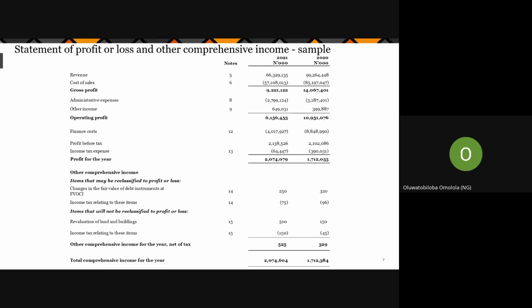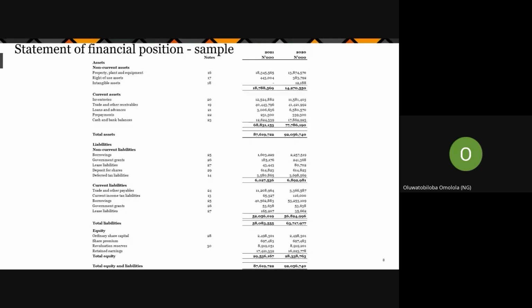Right. So this is just a sample. Then also a sample of a financial position which shows your assets and your liabilities. So these assets are the resources that are owned by the company, right? Then the liabilities are the people I'm owing as a business. Then the rest is my equity. So you see equity, this is what the owner owns in the business.